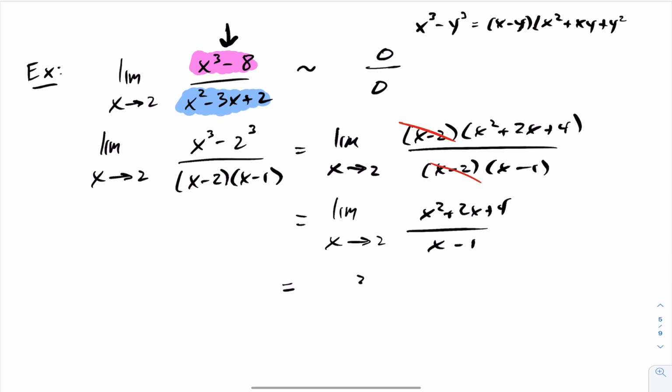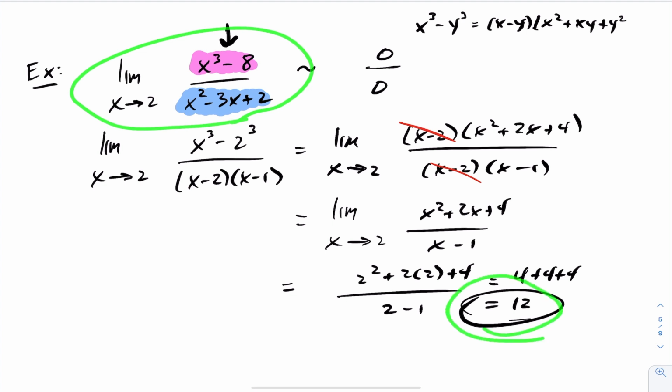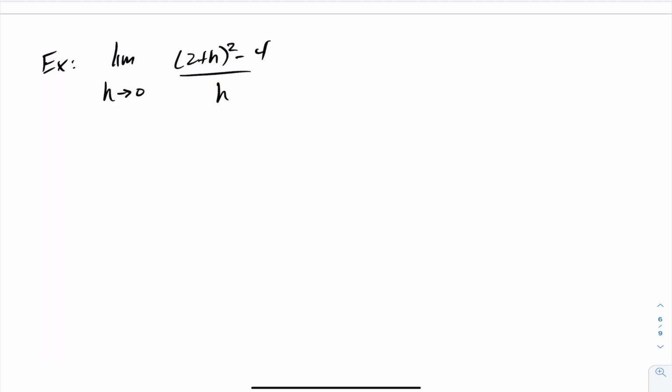And therefore, we end up getting 2 squared plus 2 times 2 plus 4 over 2 minus 1. And we get 4 plus 4 plus 4, which is 12. So the limit as x goes to 2 of this expression, of this rational function, is 12. Let's try another. So same idea for this one here.